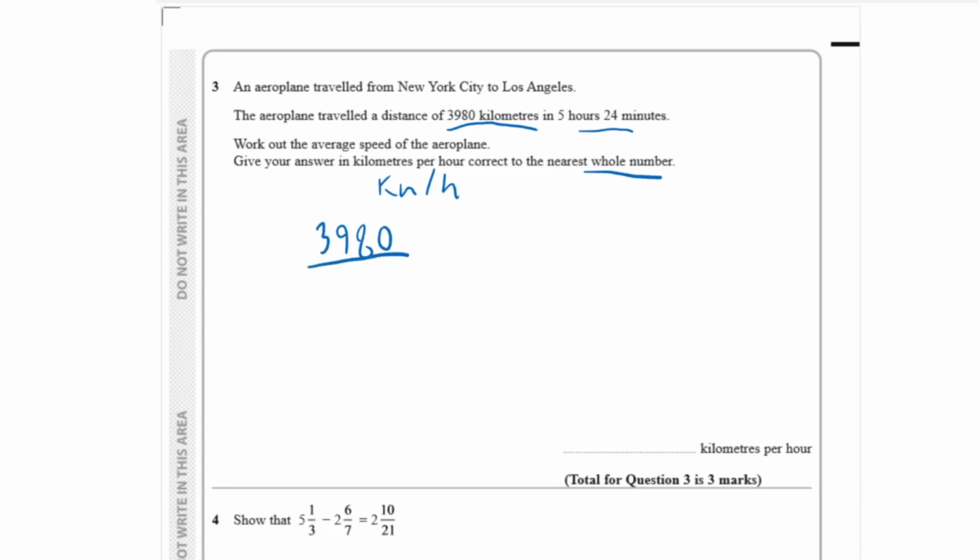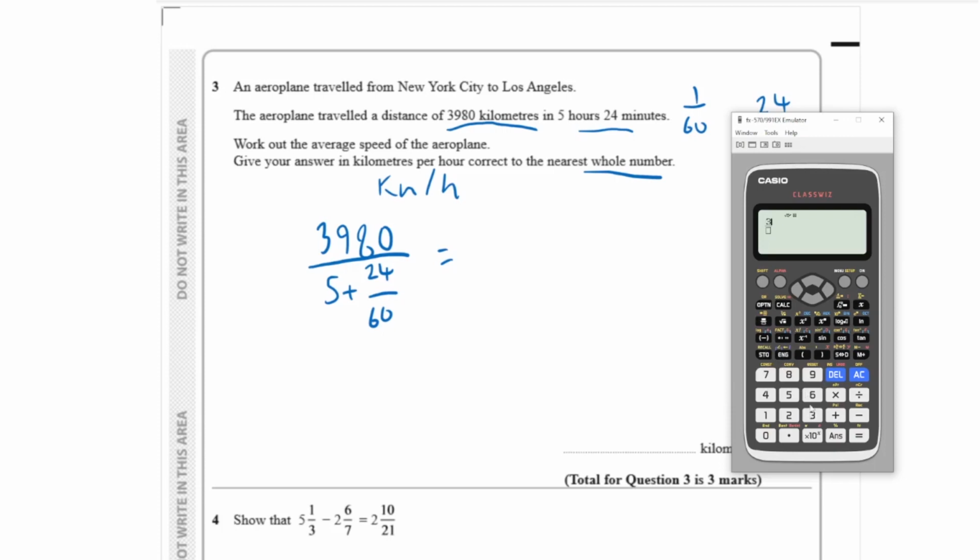3,980 divided by, since 1 minute is simply 1/60th of an hour, we multiply 24 times 1 over 60. We simply get 24 over 60 hours. So 5 plus 24 over 60 hours. We put this into a calculator. 3,980 divided by 5 plus 24 over 60.